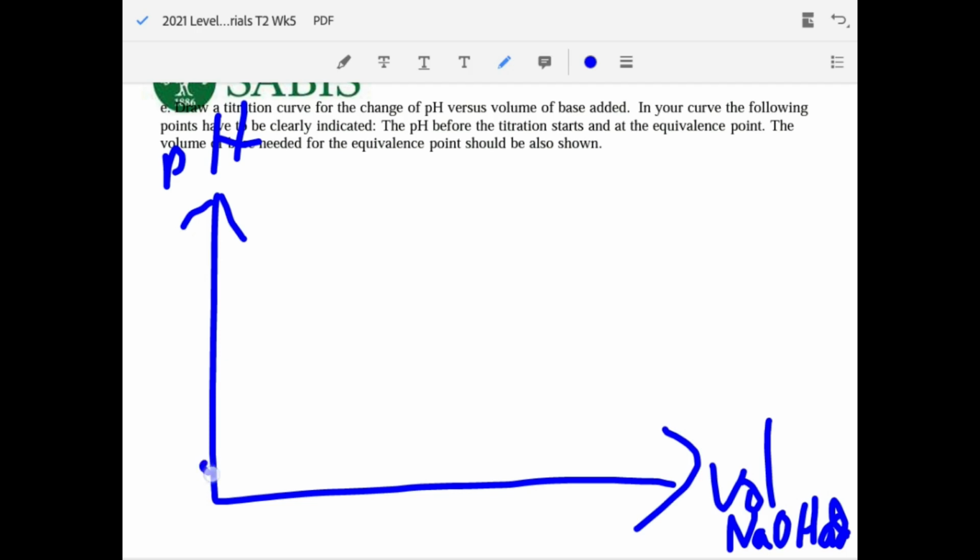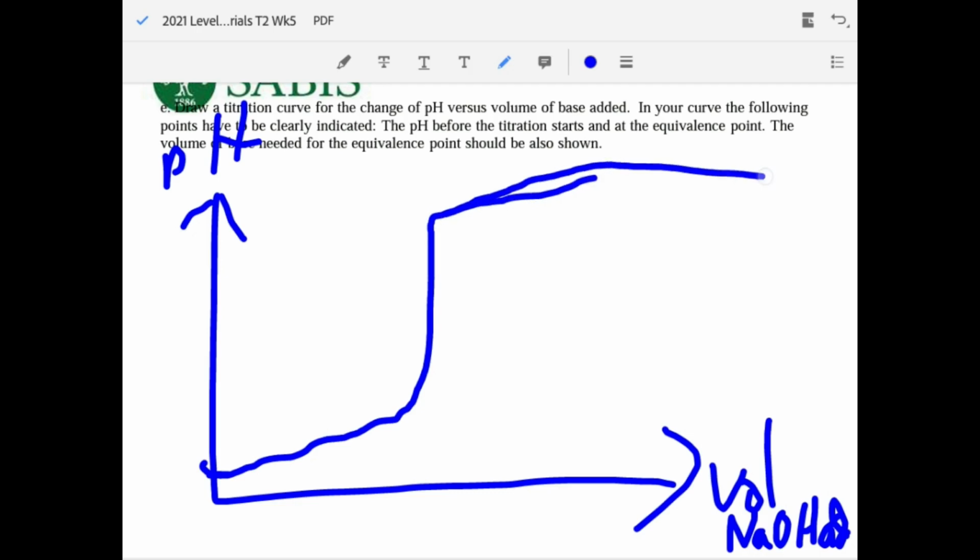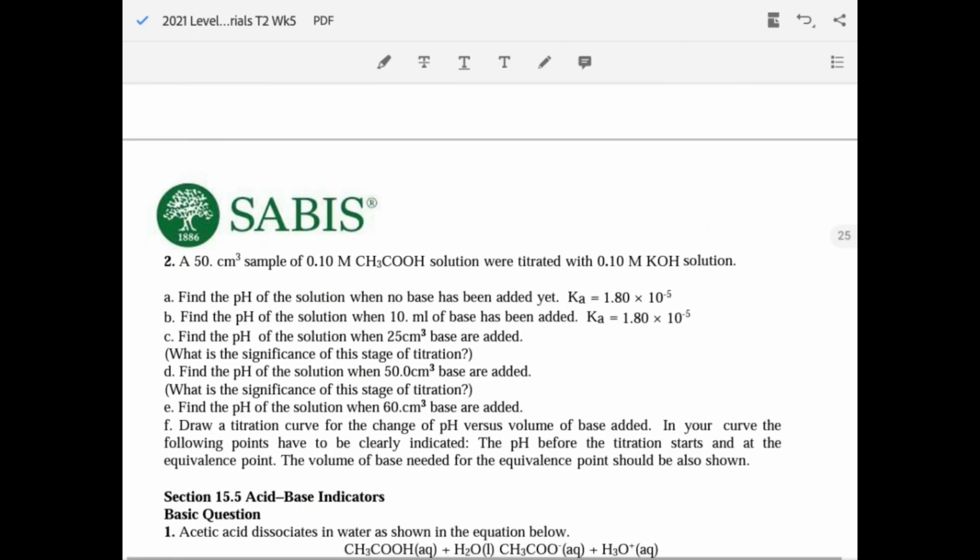So 0 is 0.3, so somewhere here, and then it slowly goes up. Then at the equivalence point it slopes upwards, and then it shifts off to the basic. That's the pH curve. And that's it for number 1.